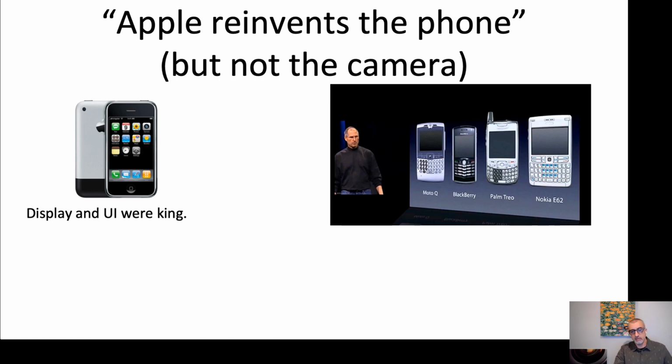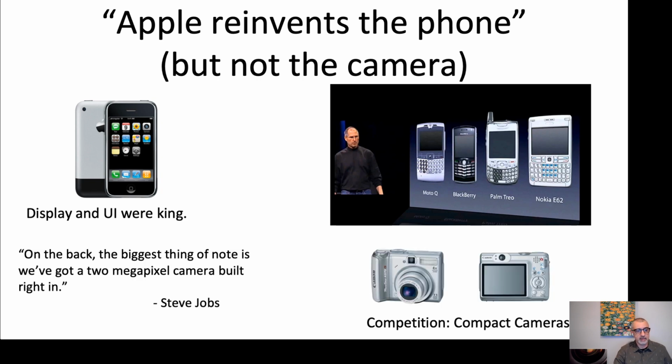If you look at the competing devices at the time, they had hard built keyboards. They weren't very flexible. Their displays were not very interesting. You couldn't really show pictures or any kind of rich media. And so, yes, they did reinvent the phone, but not the camera. In fact, the camera was kind of an afterthought.